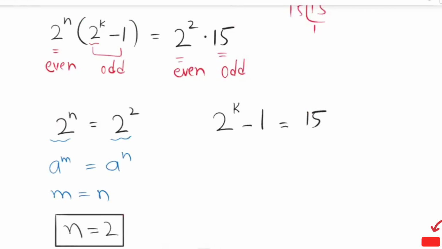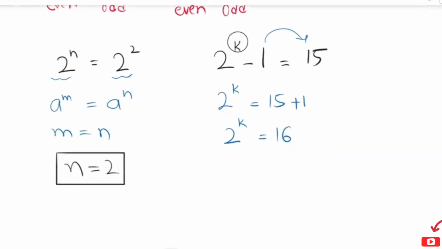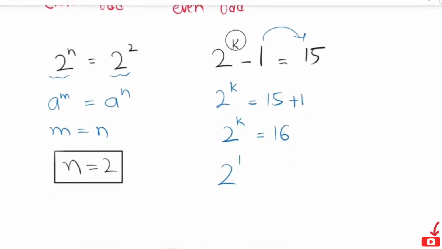Next, I am going to solve this by making k the subject. So 2 to the power of k is equal to 15, and this 1 I will take to the right-hand side, so it turns to positive 1. 2 to the power of k is equal to 16. And 16 I will write in the form of a power. Try to take the base, that is 2. So 2 to the power of 4 gives us 16.